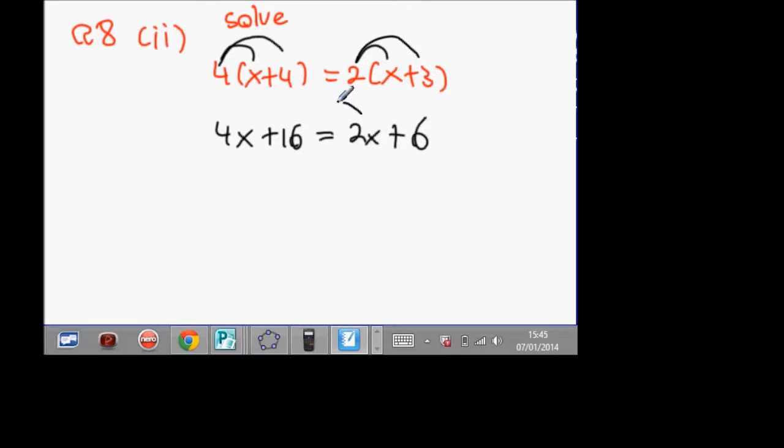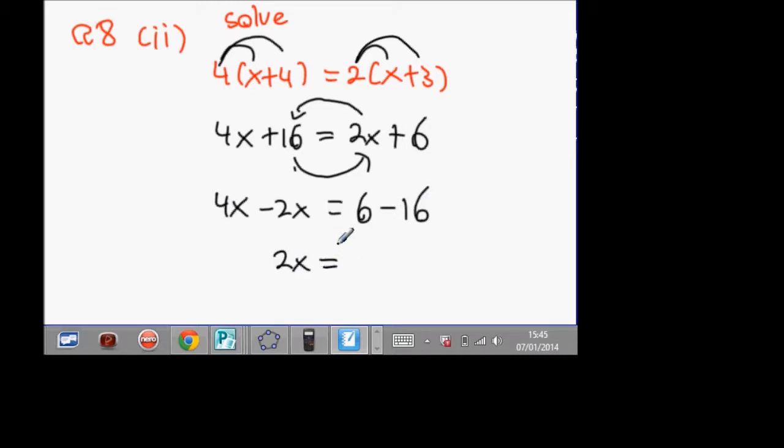You put the x's on one side and the numbers on the other side. So what do we have here? 4x and 2x. But it's 2x on the right, which means it's minus 2x on the left. It's 6 and on the left, minus 16. 4x minus 2x is 2x. 6 minus 16 is minus 10. If the 2 is multiplied on the left, it's divide on the right. Minus 10 divided by 2. And what do you get, Raphael? Minus 5. Minus 5. Well done.